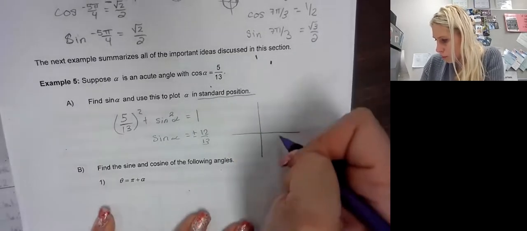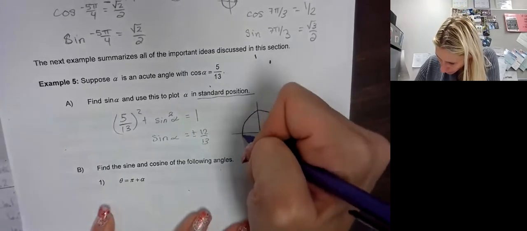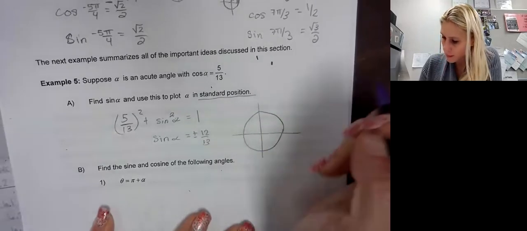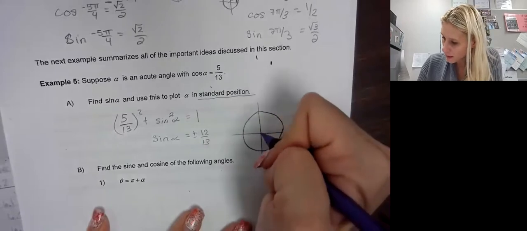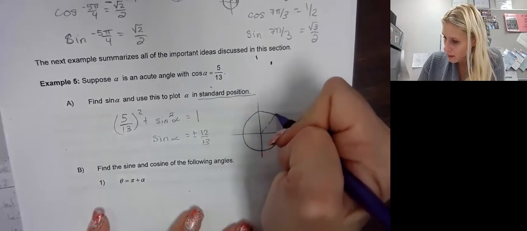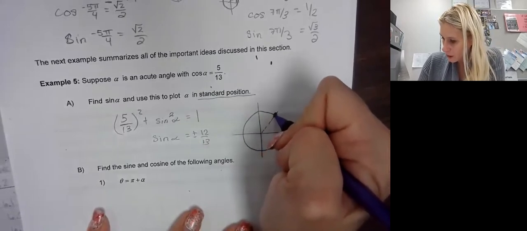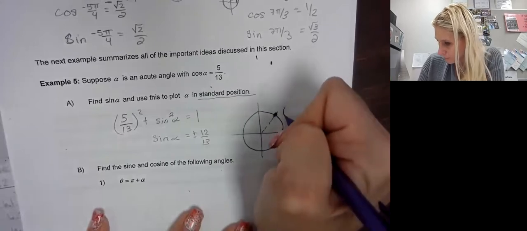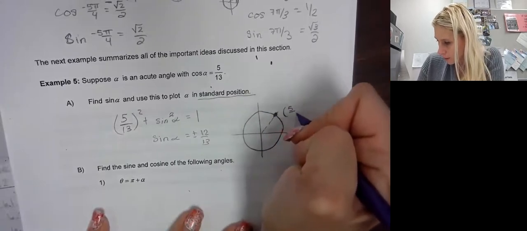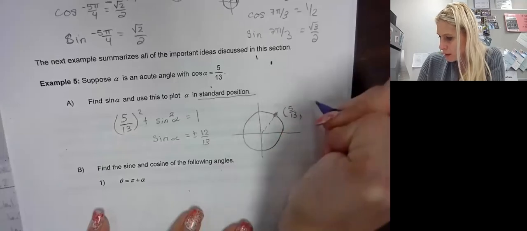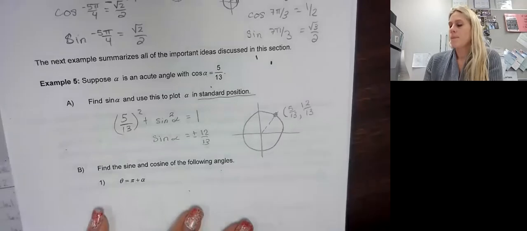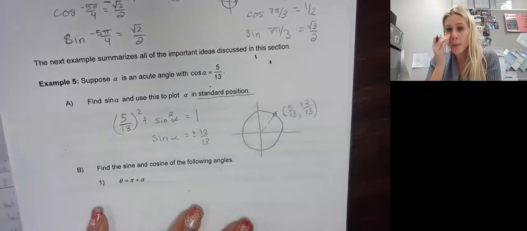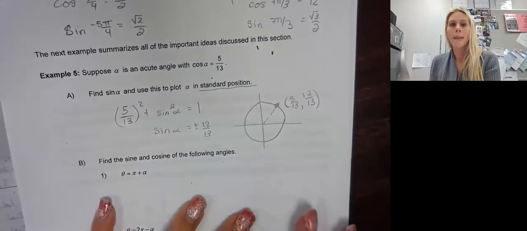Okay. So when we make our unit circle, and I draw my angle, that means that my position on that unit circle is 5/13, comma, 12/13. Again, it's positive because we're in our standard position.